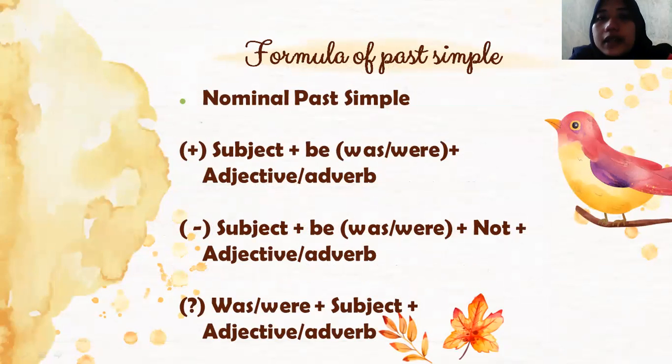Formula of nominal past simple. Positive: subject plus be (was or were) plus adjective or adverb. Negative: subject plus be (was or were) plus not plus adjective or adverb. And interrogative: was or were plus subject plus adjective or adverb. Remember again that we use the formula of nominal past tense if there is no verb in the sentence.